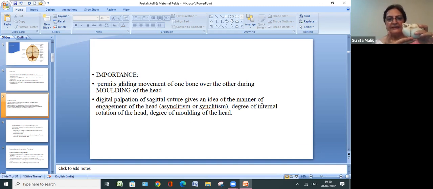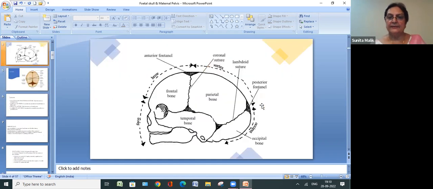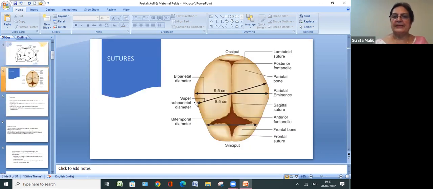But generally, when it engages, it doesn't engage straight like this. It either engages in anterior asynclitism or posterior asynclitism with some degree of rotation. In a fully flexed vertex, it is the biparietal diameter which is going to present. But if there is some asynclitism, then it's the subparietal and supraparietal, which is smaller in diameter, 8.5 centimeter.